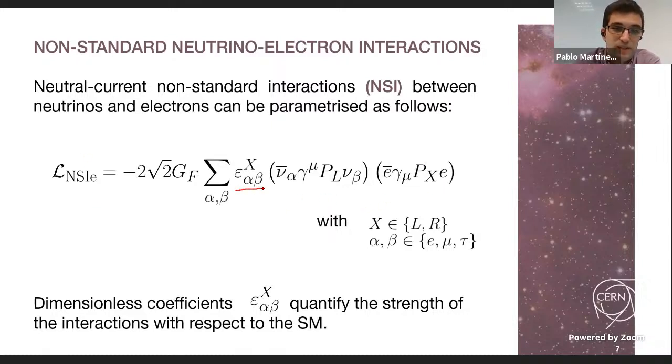have introduced these epsilon coefficients, which are dimensionless, and they quantify the strength of the new interactions with respect to the standard model ones, in the sense that when this coefficient is equal to 1, it means that the non-standard interaction is as strong as a standard model interaction.